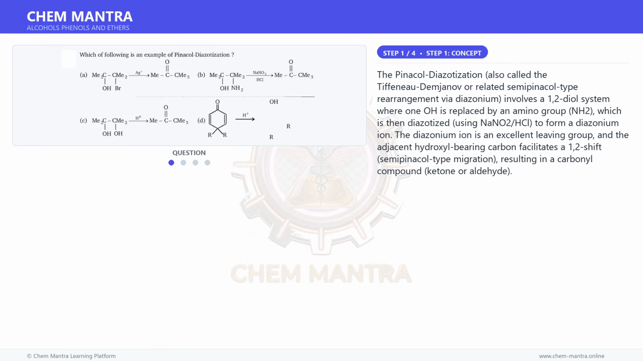The Pinacol-Diazotization, also called the Tiffeneau-Demjanov or related semipinacol-type rearrangement via diazonium, involves a 1,2-diol system where one OH is replaced by an amino group, NH2, which is then diazotized using NaNO2-HCl to form a diazonium ion. The diazonium ion is an excellent leaving group, and the adjacent hydroxyl-bearing carbon facilitates a 1,2 shift, semipinacol-type migration, resulting in a carbonyl compound, ketone or aldehyde.